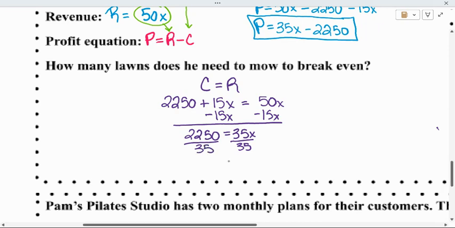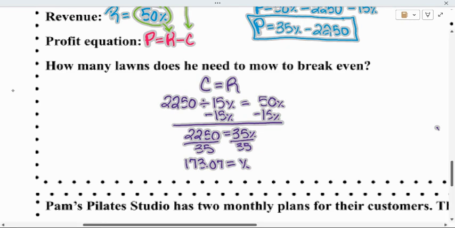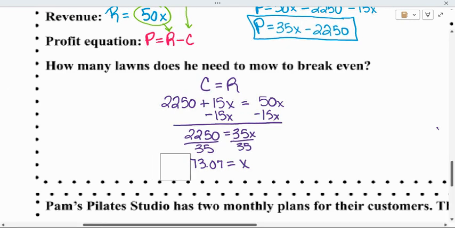So someone pick up their calculator, if not all of you. How many lawns do I have to mow to break even? 173.07. Okay. Someone try that again. Is that what everybody got? Because that's not what I got. If I put exactly what I got, I think I got 64.28, right? So what's it look like to mow 64.28 lawns?